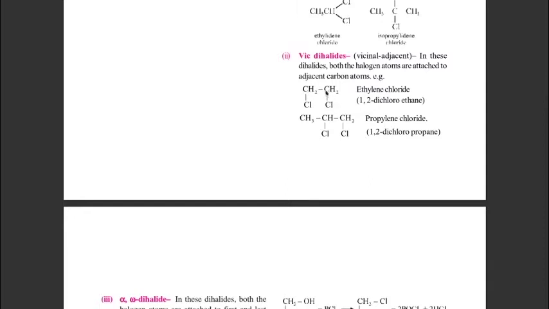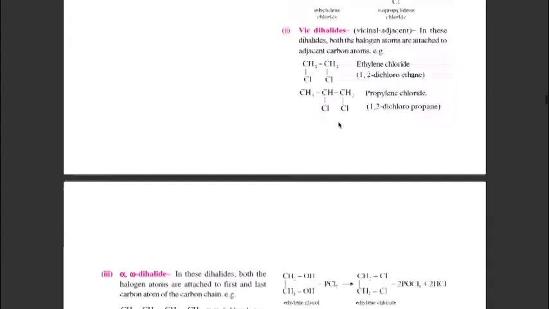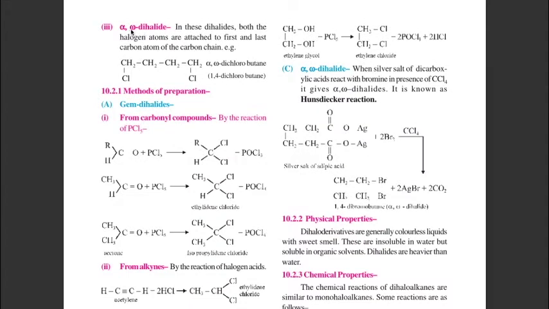Ethylene chloride, 1,2-dichloroethane, 1,2-dichloropropane are the examples of vicinal dihalides. Third is alpha omega dihalide. In these, two halogen atoms are present at the terminal ends of the carbon chain, on the terminal carbon atoms of the carbon chain. Okay, 1,4-dichlorobutane.